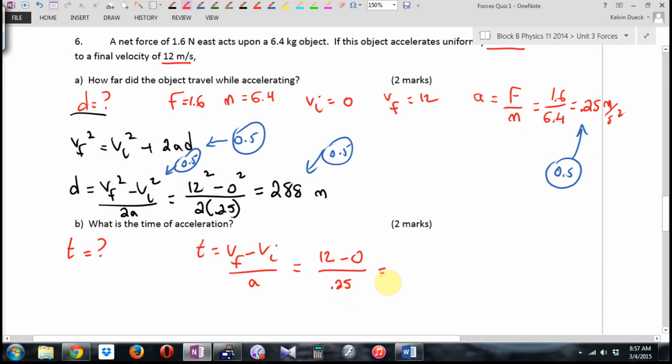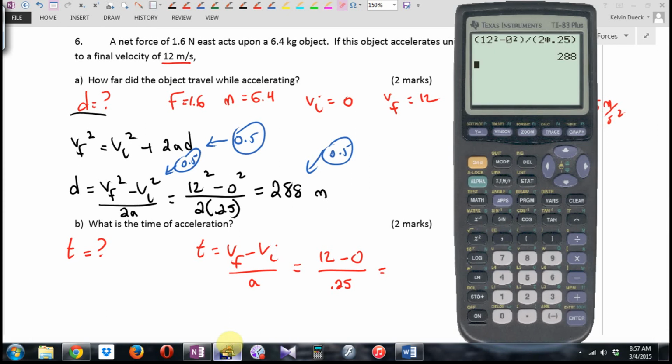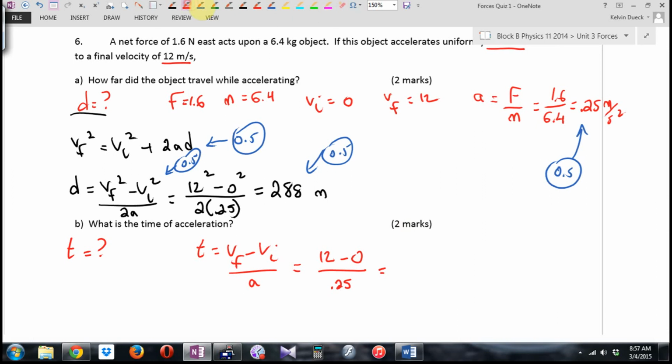Mr. Dueck, I thought you said this was a two-stepper. We're only getting there in a one-step. Well, it's because you're having to use something that you found up here. I made it worth 2 marks for some dumb reason. Oh, for Pete's sakes, I can do this in my head. 48, yeah?